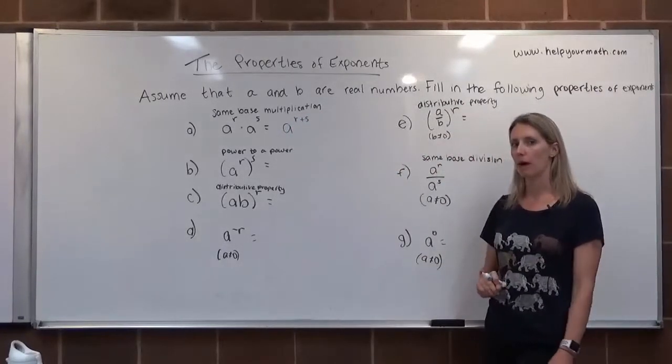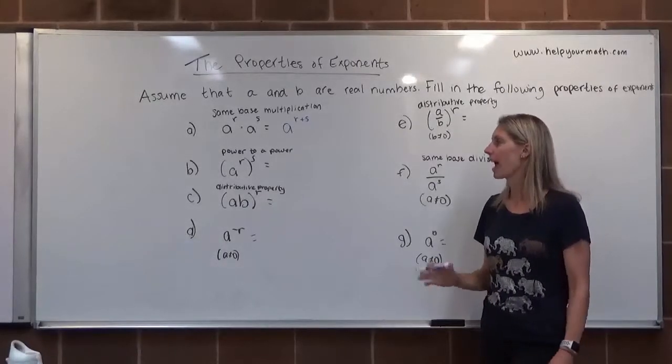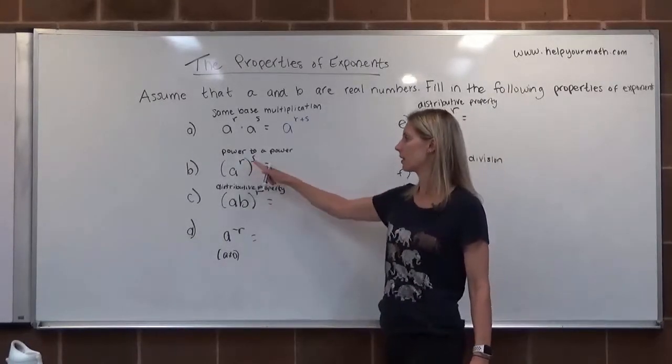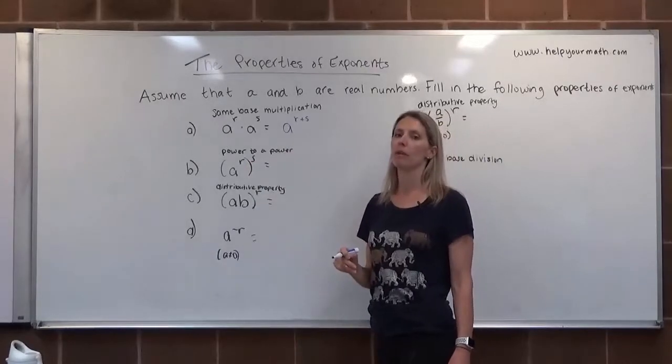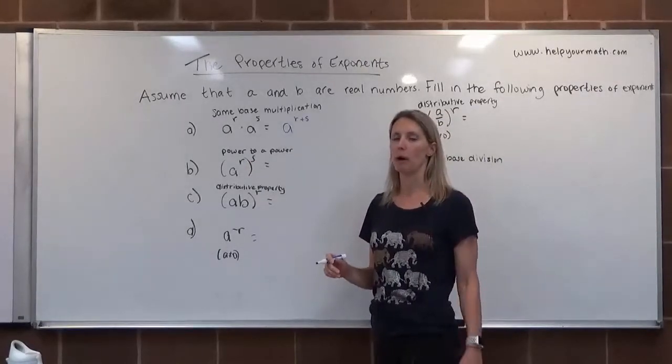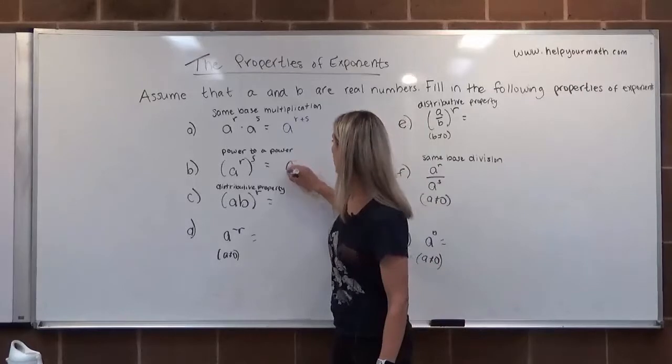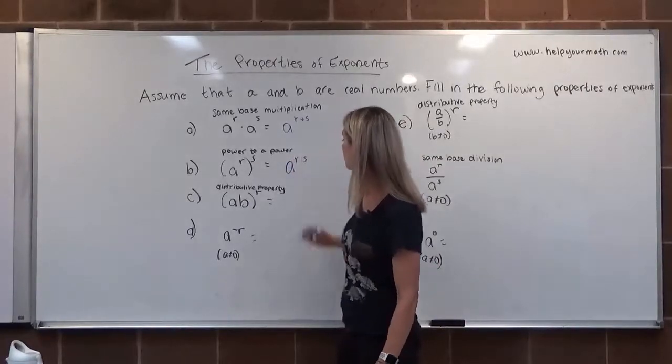The second one is called the power to a power property. So if we have one power here, R, raised to another power there, S, we can combine them into one single value by multiplying. So it would be A to the R times S.